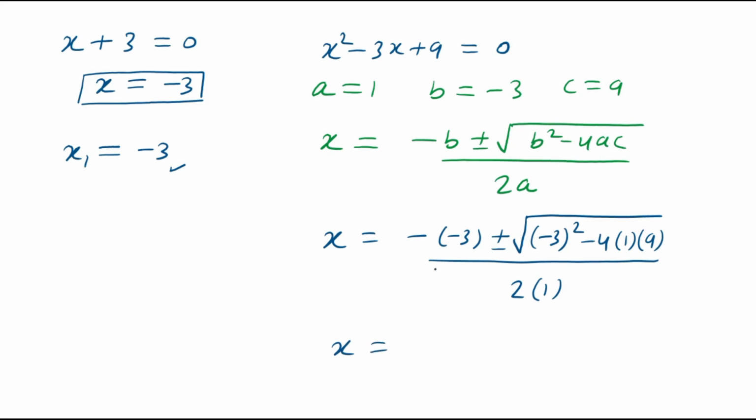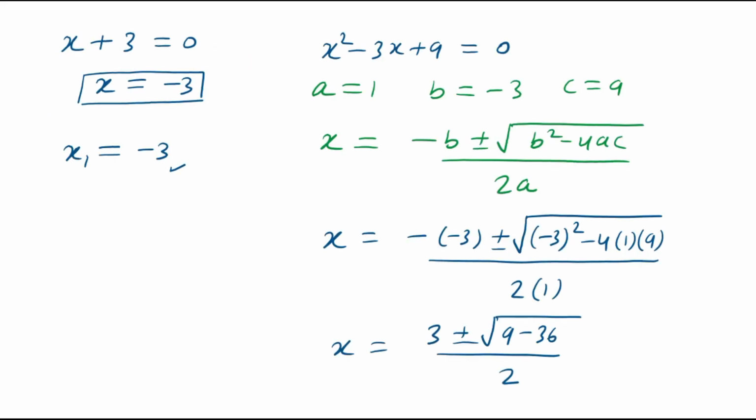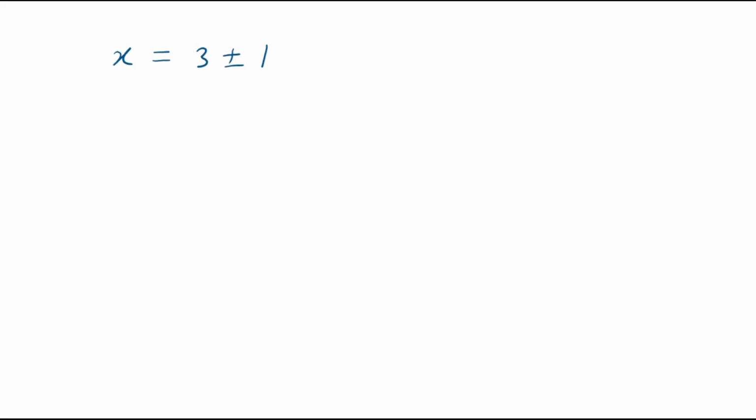x is equal to minus, multiplied by this minus 3, then you will get plus 3 plus minus square root of minus 3 square is 9, minus 4 times 9 is 36, divided by 2. Then x is equal to 3 plus minus square root of 9 minus 36, which is minus 27, divided by 2.